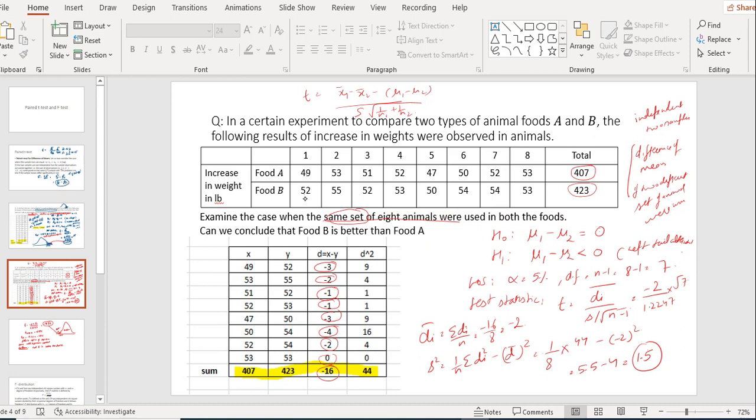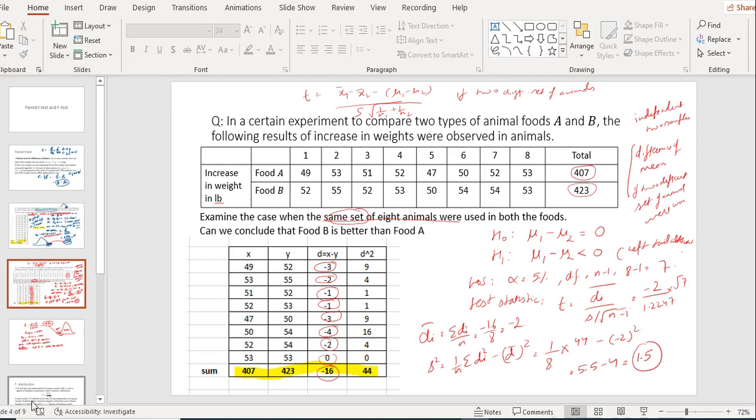Okay, if we are using two different sets of animals, we can solve the same problems with the help of a t-test. But because it is written over here that we have to consider the same set of animals, that's the reason we have applied the paired t-test only. Okay, fine. Now let us come to the next part.